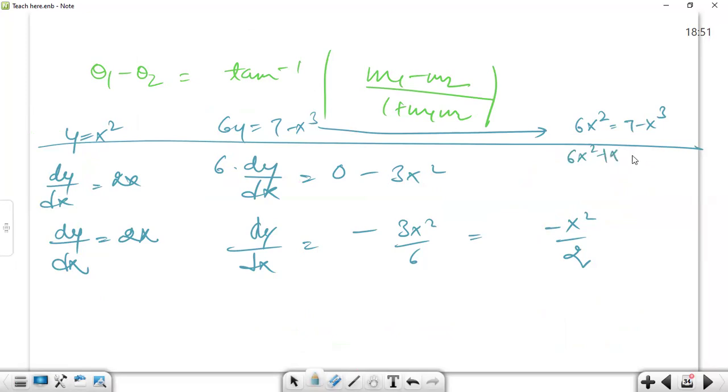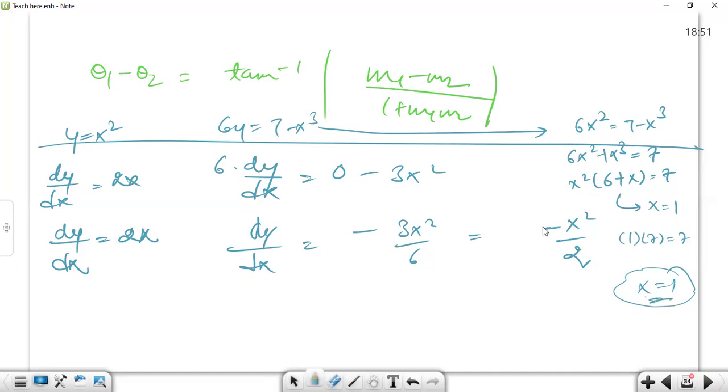6x square plus x cube is equal to 7. Taking x square common, x square into 6 plus x is equal to 7. Now, how should we find this further? Okay, let's do one thing. Let's hit and try like earlier. We can directly see that if you take x equals 1, it would be 1 into 6 plus 1, that is 7. So LHS equals RHS, so x equals 1. That's the desirable point. We had to find only one intersection point, so why worry about other solutions?